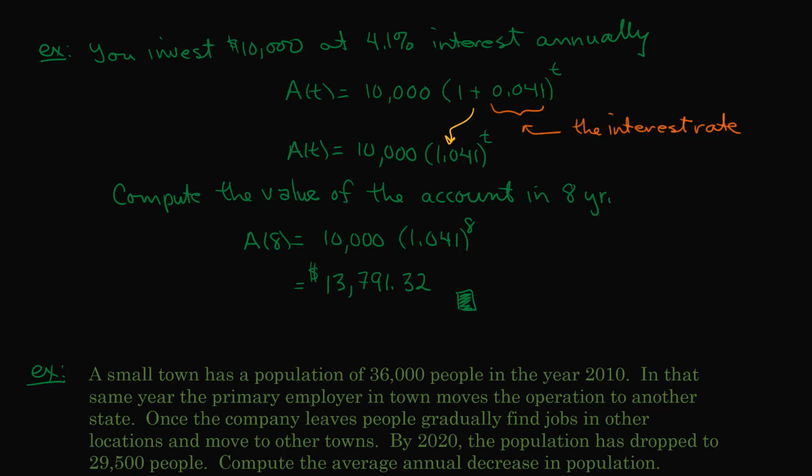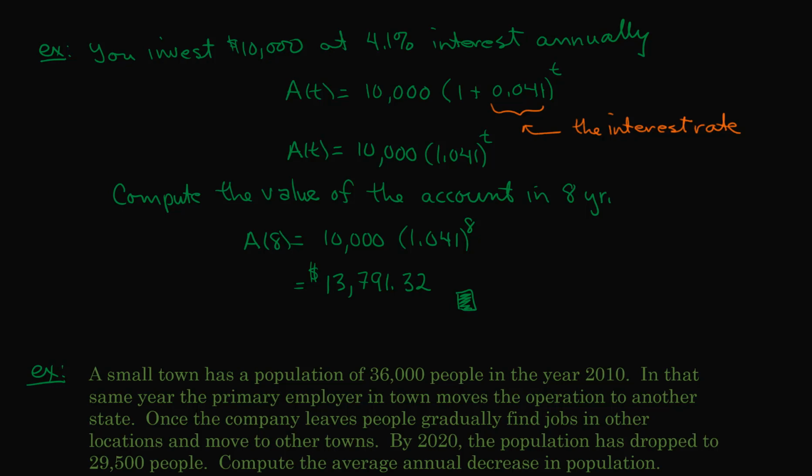Add those together and you get 1.041. Now, sometimes people ask, where does the 1 come from? The 1 ensures that you retain the initial $10,000, and the 0.041 is then how much you move beyond or in addition to the initial $10,000. Okay, so we have our function created.